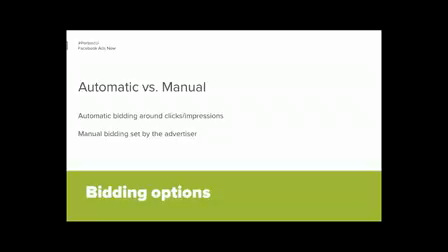Automatic bidding is going to put the ball in Facebook's court, and it's going to allow them to basically make your bids for you, optimizing your bids to get the most clicks or the most impressions for your daily budget. Manual bidding is going to be set by the advertiser, so they can set what their cost per click is, they can set that bid amount. It just gives the advertisers more control over what's going on in their account.